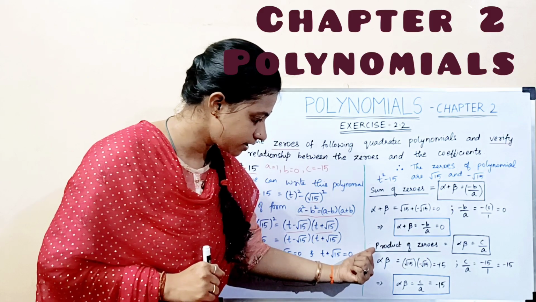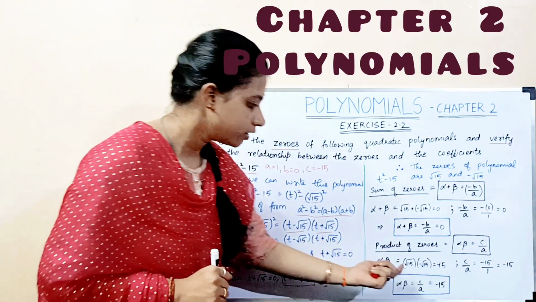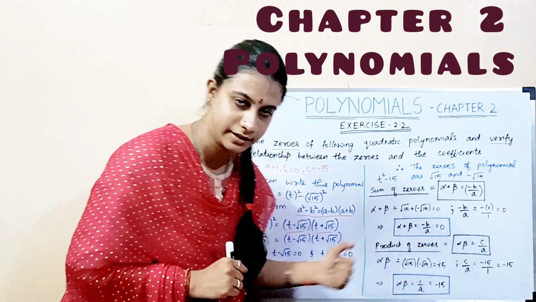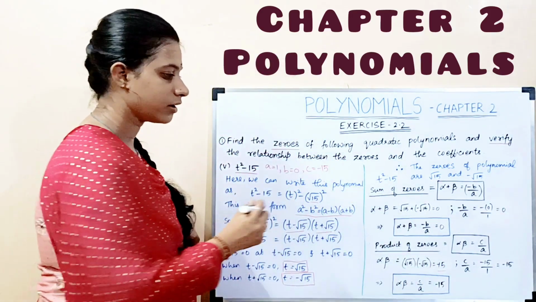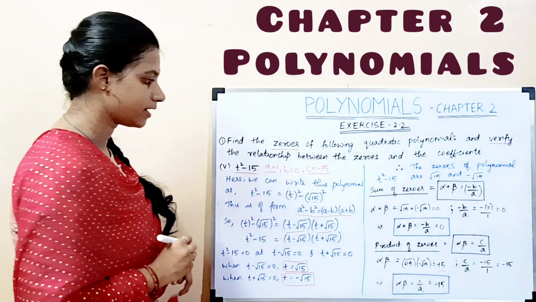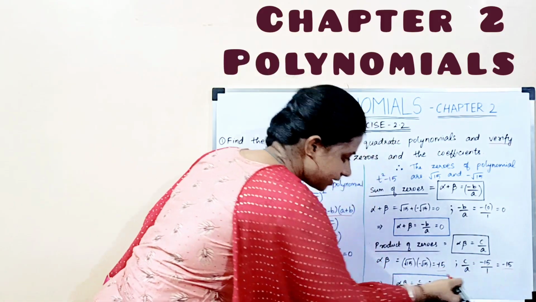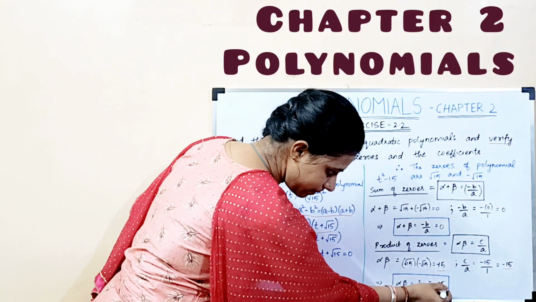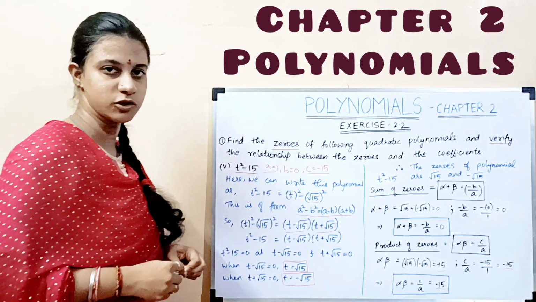Now coming to product of the zeros, alpha into beta, root 15 into minus root 15. Root 15 into root 15 will be 15 and this minus will be retained here. So we get alpha beta as minus 15. Now coming to c by a, we know c is equal to minus 15 and a is equal to 1. So we will get minus 15 by 1 is equal to minus 15. Thus we verify the relationship of the product of the zeros, which is equal to c by a with the value minus 15. Now let's move on to the sixth subdivision.